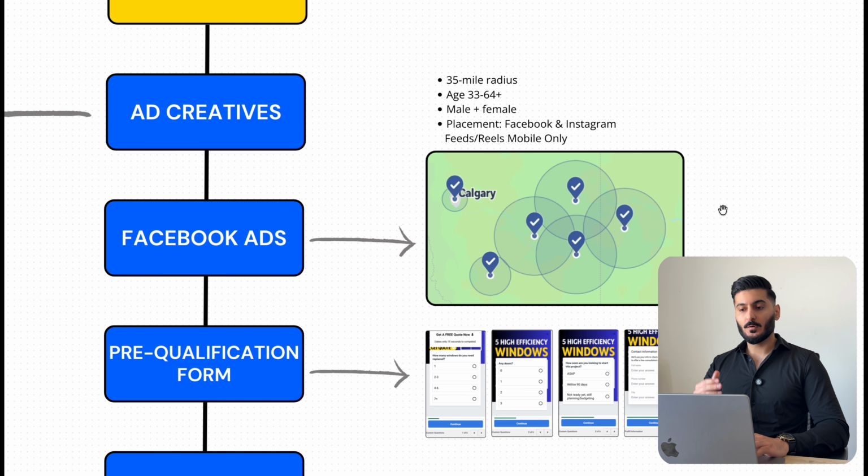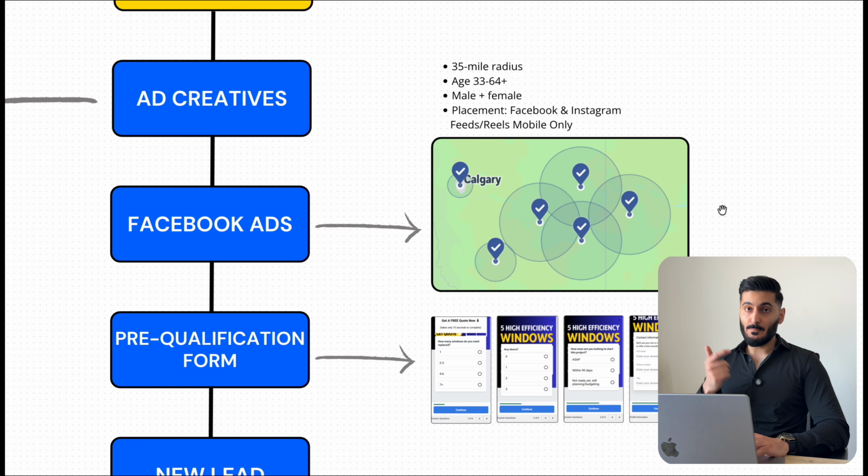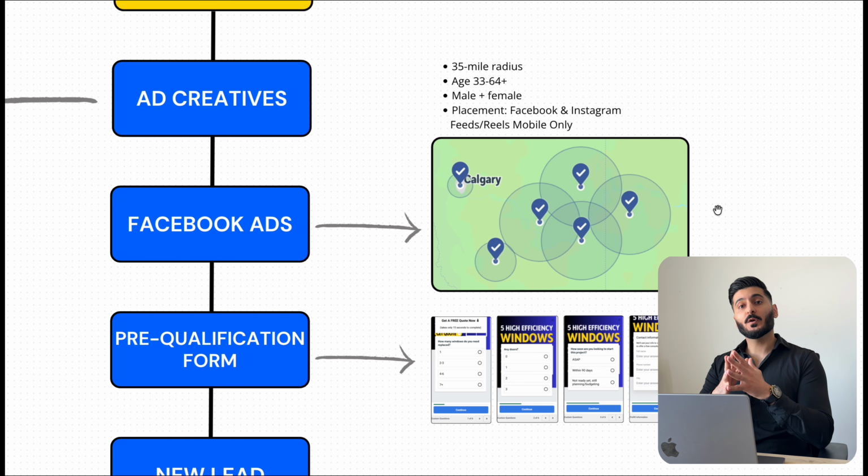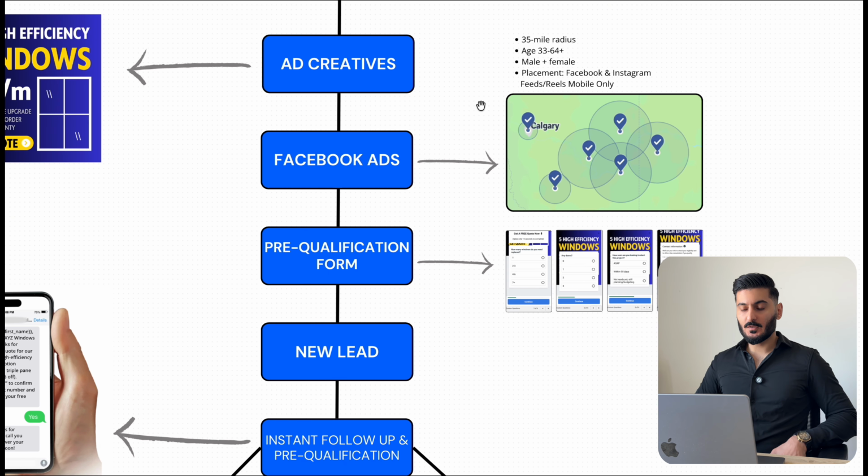For age, we're going after 33 to 64 plus because these are most likely homeowners who have the money to spend. Gender is going to be male and female. And for placement, which is where we want to show the ads, is going to be on Facebook, Instagram, feeds, and reels only. And we're running these ads on mobile devices only because over 80% of the traffic comes through mobile. So we don't even bother with desktop. Okay, so that's for the targeting.